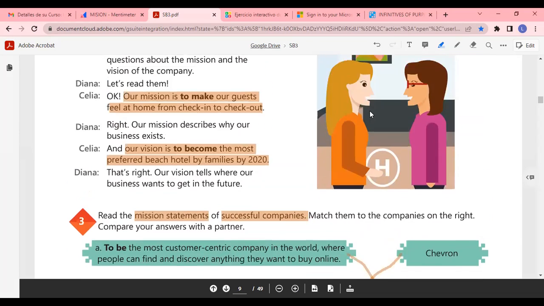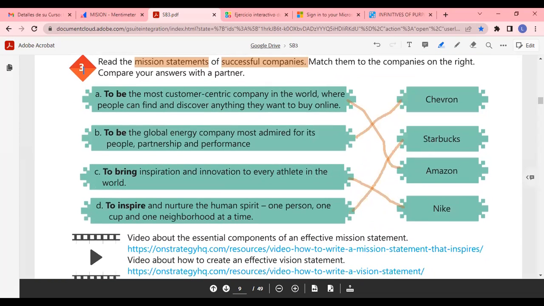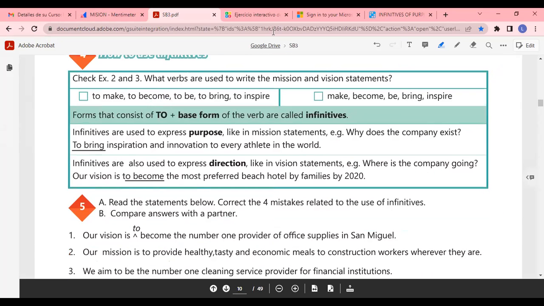Let me show them. Aquí están, miren. Aquí están las visions. ¿Qué utilizan? Vamos a ver, ahora voy a regresar. To be. This one's aquí: to make, to become, to be, to bring, to aspire. ¿Cuáles son los que utiliza? To make, to become, to be, to bring, to inspire. Excellent. Sí, vea, utilizan el infinitive, to make, to become.